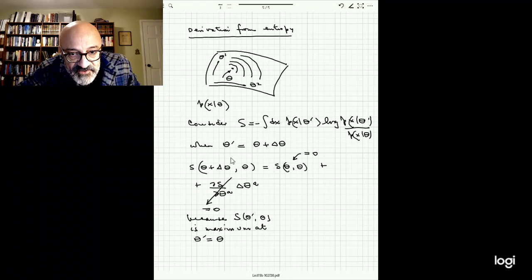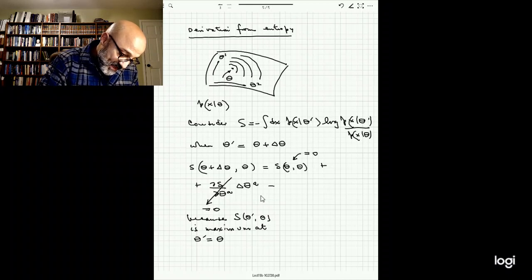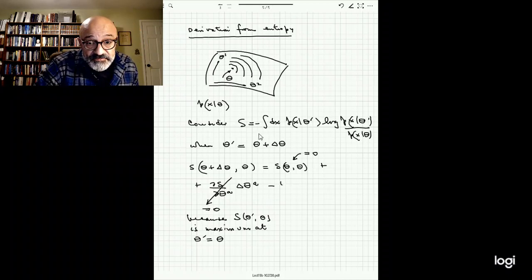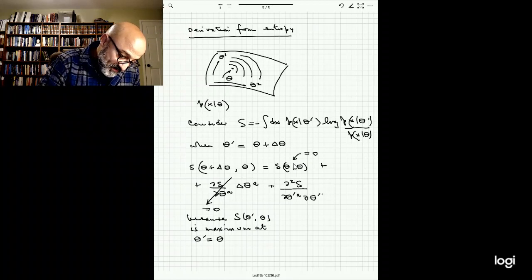Very good. So if we try to do this expansion, the first term vanishes, the second term vanishes, and the first non-vanishing term is going to be the next term in the expansion. There's going to be a minus sign. Oh no, not yet. The minus sign is part of entropy, but this is the piece that has the second derivative with respect to theta prime a and theta prime b, evaluated at theta prime equals theta, and then you have d theta a d theta b.